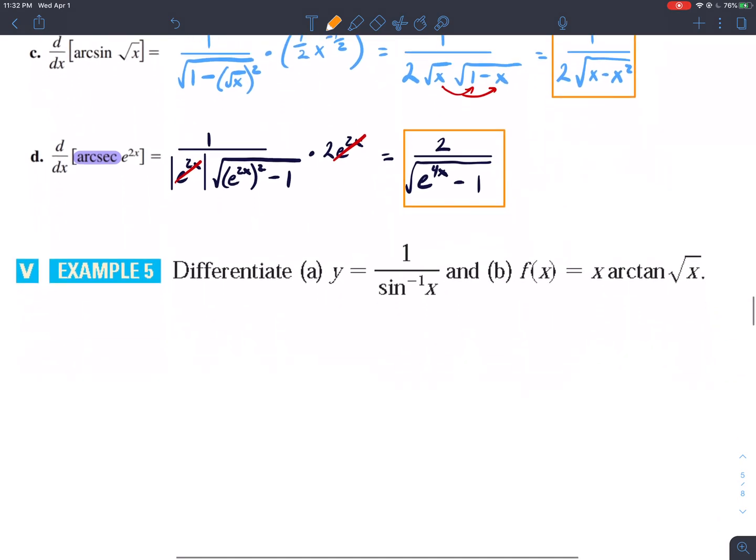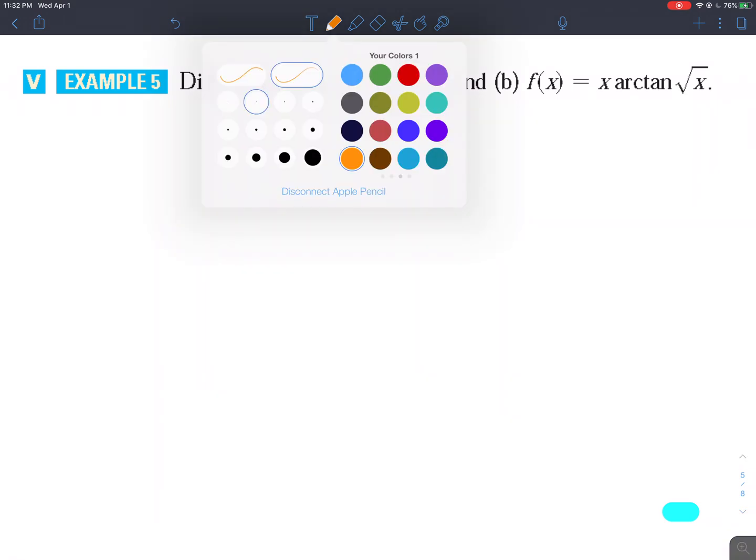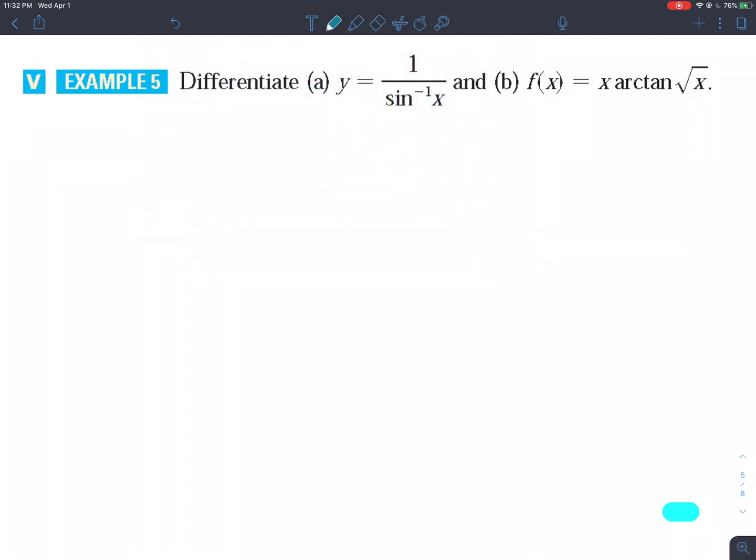Let's do a couple more. Number 5, differentiate y equals 1 over inverse sine of x, and then b, x times inverse tan square root x. A lot going on. These are basically just a little bit more difficult because the first one is a chain rule, right? If I look at this closely, y is inverse sine of x, I forgot my negative 1 there, inverse sine of x to the negative 1 power.